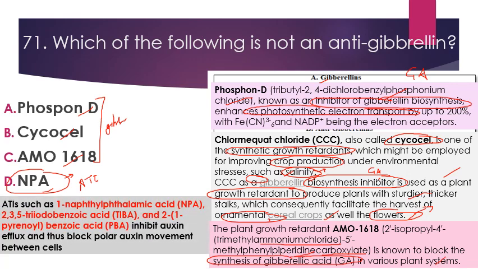The next we have this NPA. This NPA is an auxin transport inhibitor, one of the auxin transport inhibitors. ये auxin के transport को inhibit करता है, and it is 1-naphthyl phthalamic acid, that is NPA. In addition to this, we have some other auxin inhibitors like 2,3,5-triiodobenzoic acid, that is TIBA, and 2-(1-pyrenoyl) benzoic acid, that is PBA, which inhibit auxin efflux, and this blocks polar auxin movement between the cells. So these all are auxin transport inhibitors.